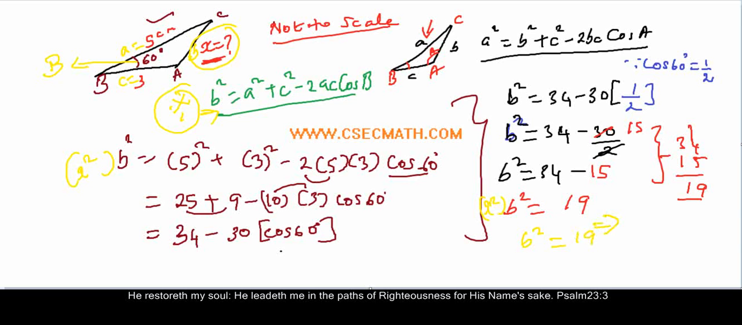It implies that B is equal to root of 19, right? So this in turn means that x equals square root of 19, and if you are permitted to use a calculator, you can obtain the value of root of 19, or else you can just say x equals root of 19 cm. So the value of x which we have found here is root of 19.